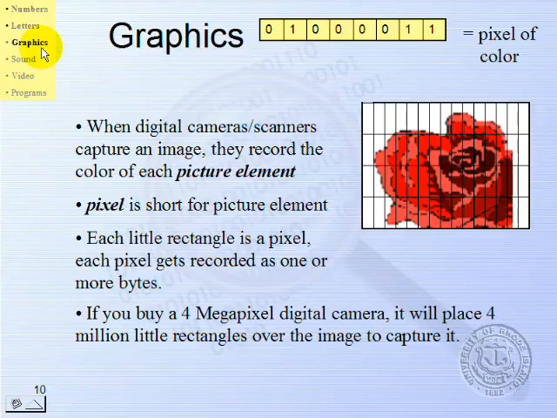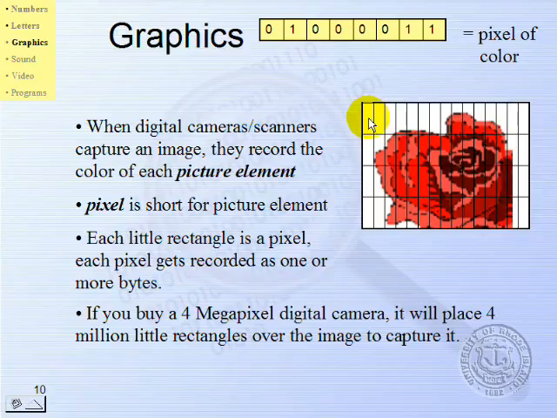Graphics, things like pictures, drawings, are represented by capturing digitally how the image occurs. And we will see that the byte we've been looking at could be what is called a pixel of color in the image. When a digital camera or a scanner captures an image for the computer, they record the color of each picture element. Here we see a picture of a rose, and we see superimposed on top of it a cross-hatching of these cells. Each cell is called a picture element, or pixel for short.